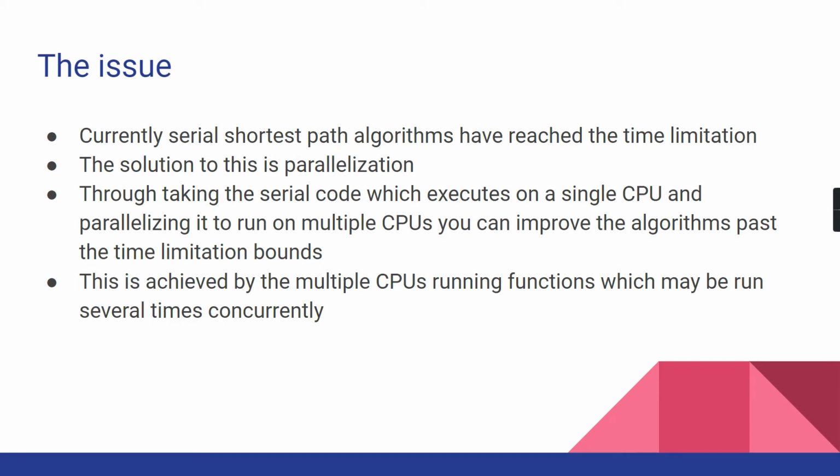So looking at the issue, currently serial shortest path algorithms have reached a time limitation. At this point, we can only achieve so much speed up trying to optimize a serial approach. The solution to this would be parallelization, through taking the serial code, which executes on a single CPU, and parallelizing it to run on multiple CPUs. Our goal is to improve the algorithms past the time limitations. This is achieved by the multiple CPUs running functions, which may be run several times concurrently.